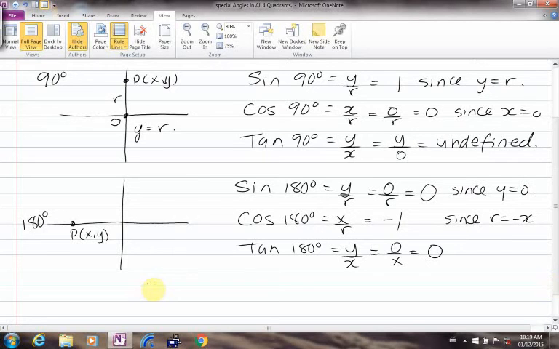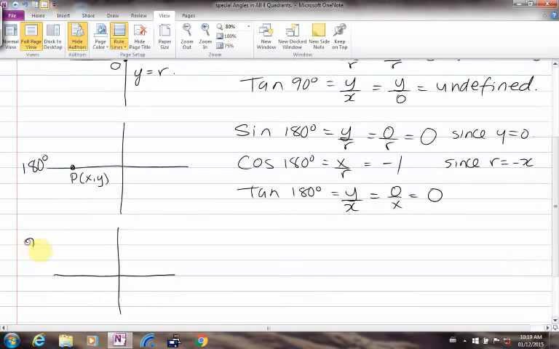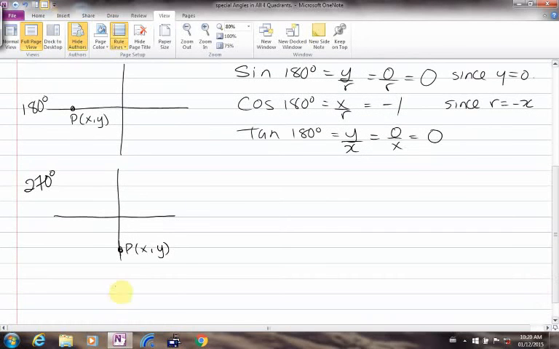All right, so what I'd like you to do now is do the same thing. Give me the three primary trig ratios for 270 degrees, when your point is down here on the negative y-axis, and also for 360 degrees, when your point is over here on the positive x-axis. Okay, so fill out what the ratios are for those two angles.